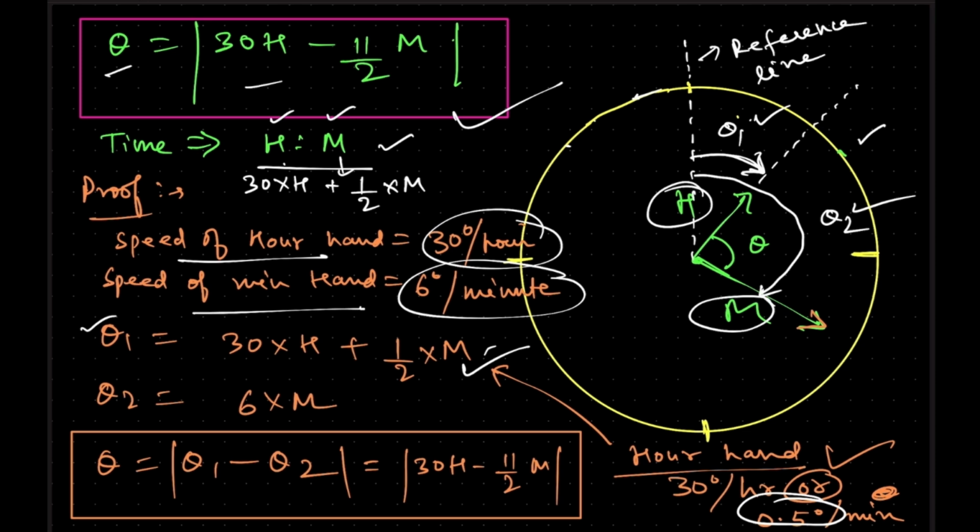Similarly, theta 2 is the angle covered by the minute hand. The minute hand travels at a speed of 6 degrees per minute, so in m minutes it will cover 6m. We will find the difference between theta 1 and theta 2, and when we do, we get this expression. This is our final expression, and it will be needed for problem solving. It is very important. You can even skip the proof part, because it is not that important. It is just for a better understanding.